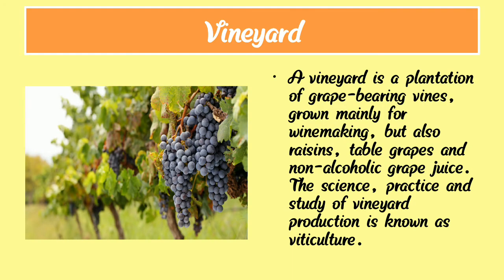And then we learn about vineyard. So a vineyard is a place where grapes are grown. So here we can see a grapes farm. A vineyard is a place where grapes are grown.